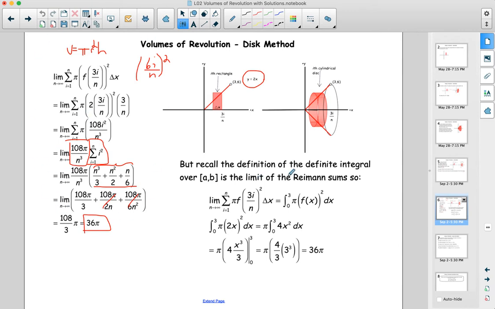The other way to do it is recalling the definition of the definite integral. So the limit as n goes to infinity of the sum from i equals 1 to n just is replaced with your integral. So all of this is going to get replaced with the integral.